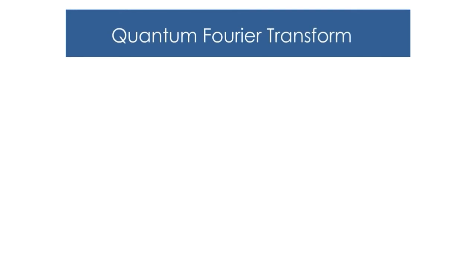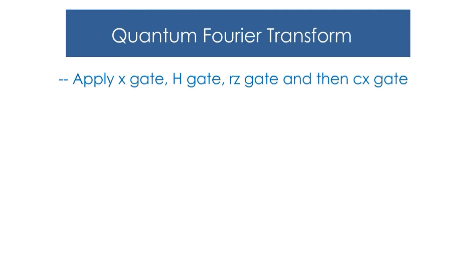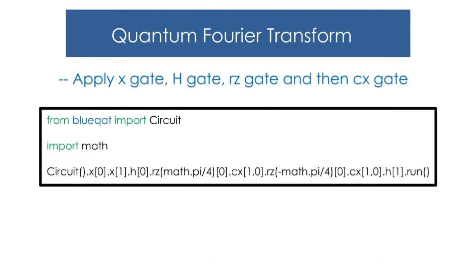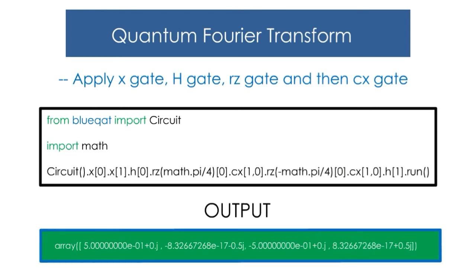First let us see the easiest 2-qubit circuit. Here, we use the X gate, the H gate, the rotation gate and then the CX gate. As you can see in the code, first we add the X gate, then the H gate, then the rotation gate and then the CX gate. If you run this code, we will get this as our output. Note that an N-point signal is decomposed into N signals each containing a single point.